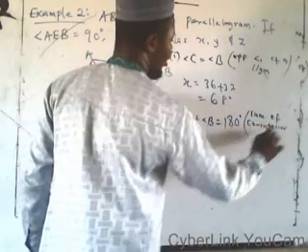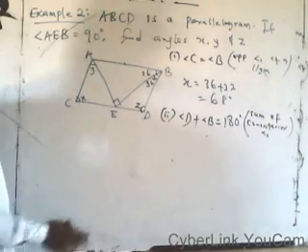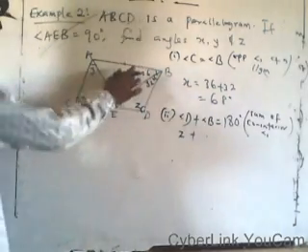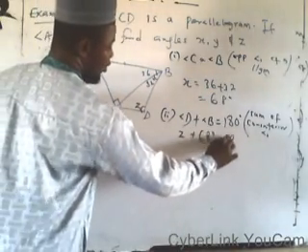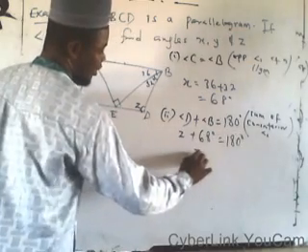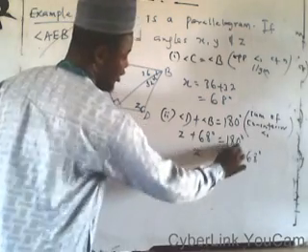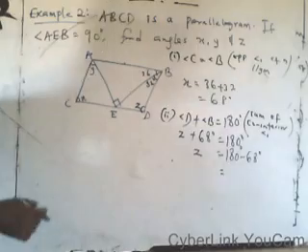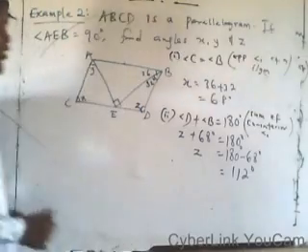Co-interior angles. So what is angle D? Angle D is not known. That is Z. And what is angle B? That one is 68 degrees. And that is 180 degrees. What is now Z? That is 180 minus 68 degrees. And what is 180 minus 68 degrees? We're going to get 112 degrees.